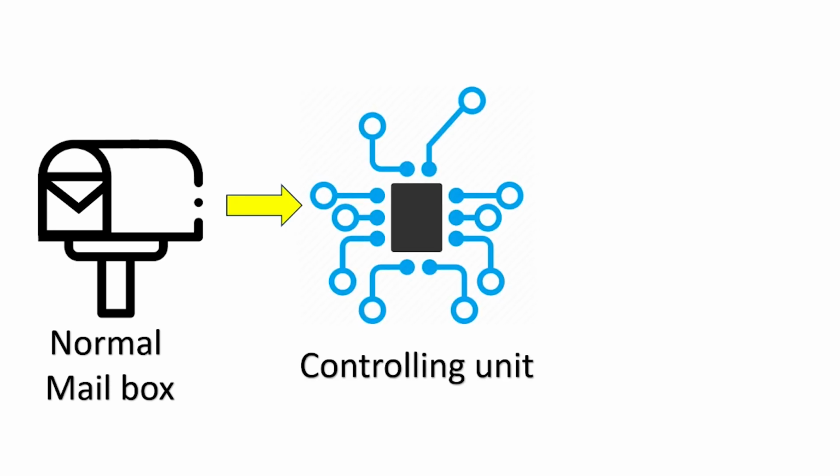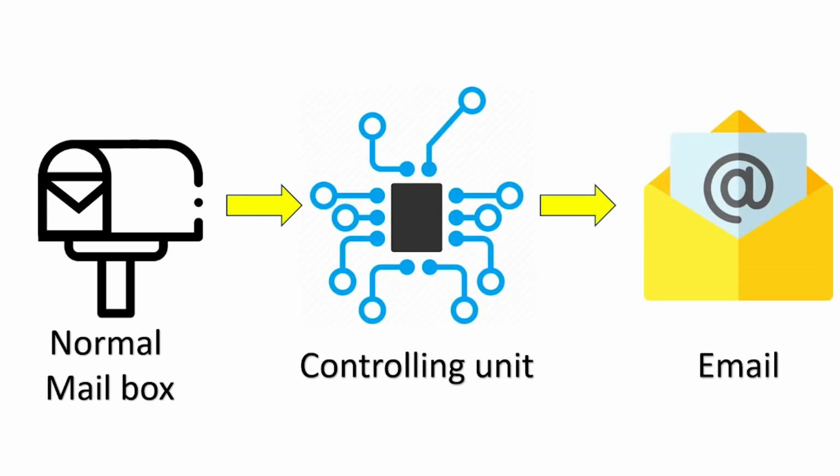If my mailbox receives any mail, then the controlling unit sends an email notification to me. This is how the system will work.